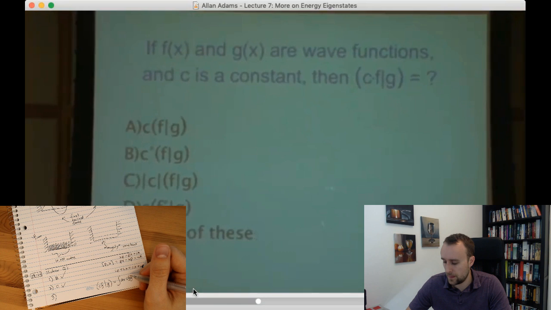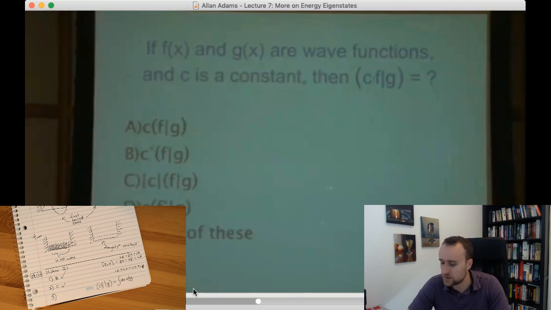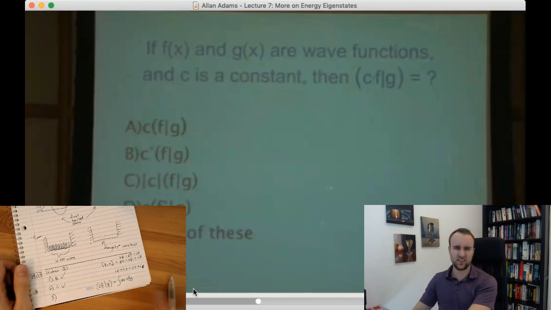So is that not right? Or am I forgetting a complex conjugate here? I forgot whether it was a complex conjugate. Okay, I'm not going to look back at the notes. I'm going to try to answer it without it. Then cf g equals, is it c star? Yeah, it depends on whether there's a, so I'm going to have to look, I guess, because I don't remember.